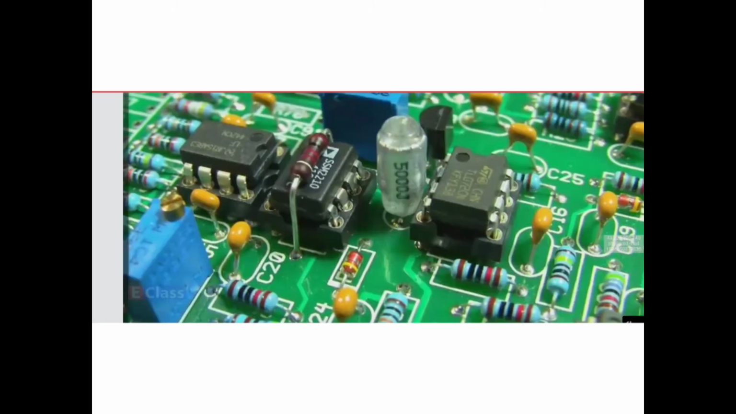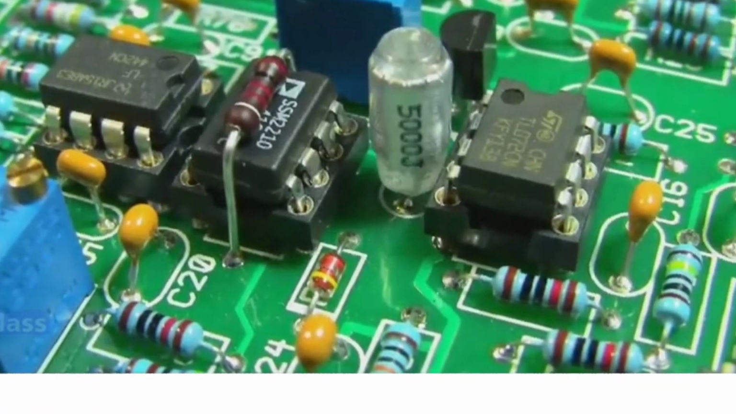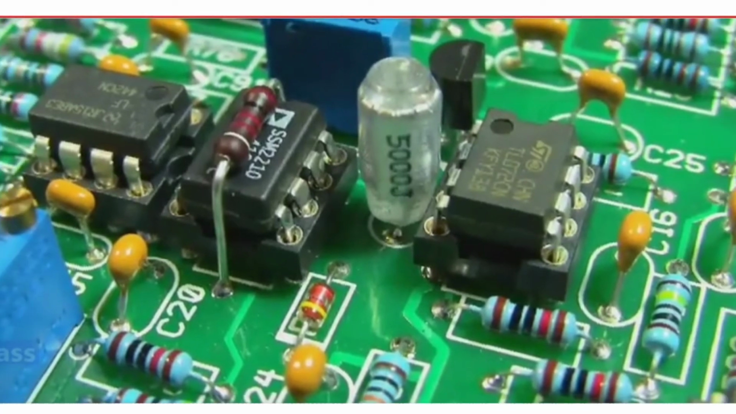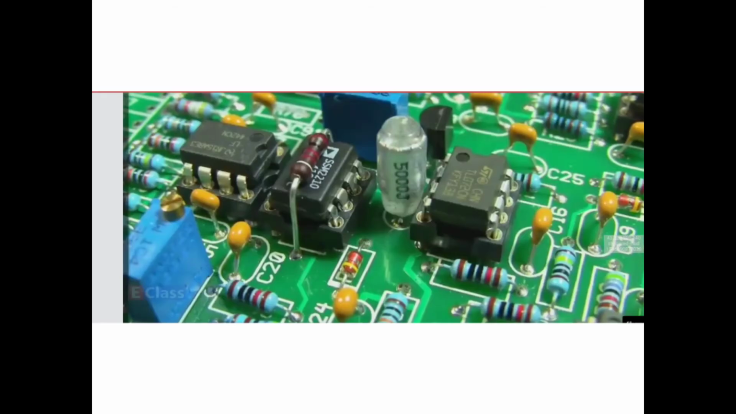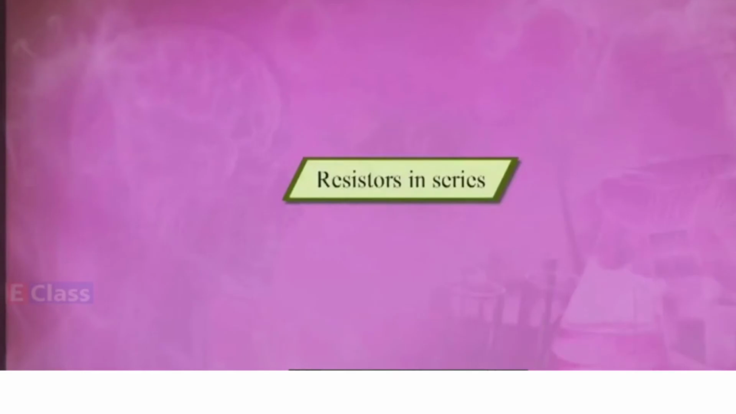See, I'm showing you one circuit. Here we have the circuit and you can see all these resistances which have black color, red color bands on them. So these are all the resistances which are connected in a circuit either in series or parallel so that the current is controlled. So today we are going to learn about resistance in series.